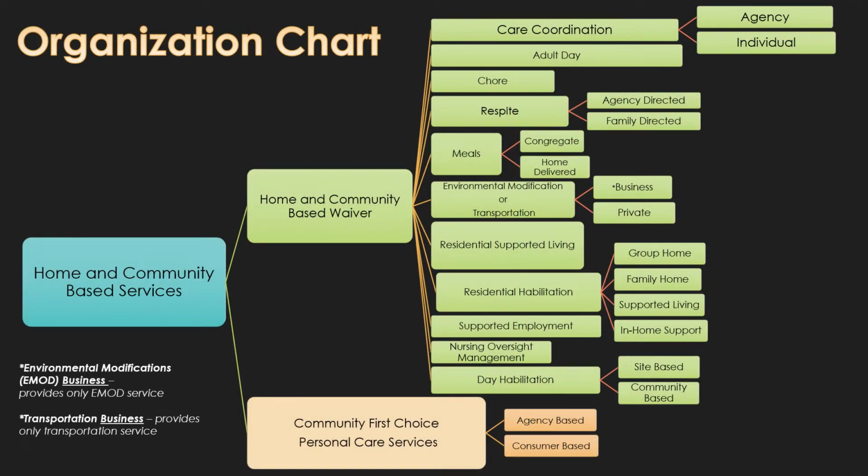Home and community-based services encompasses two program types, home and community-based waiver and personal care services. Each program type has its own procedures and regulations and each has a separate application. The organization chart identifies home and community-based services, the two program types, waiver and personal care services, waiver services, and waiver service subtypes.